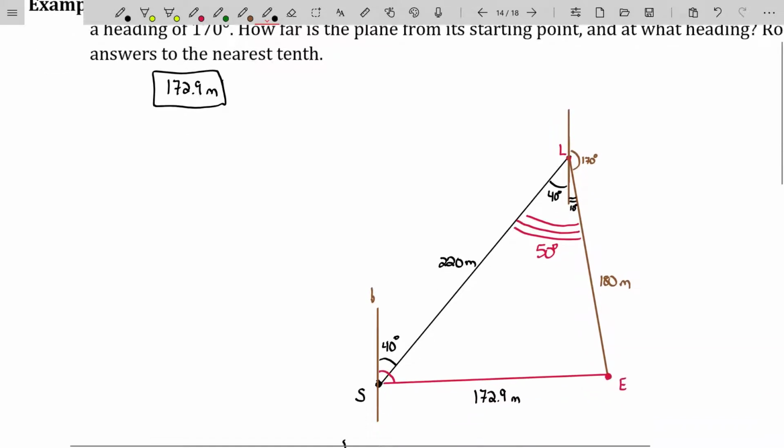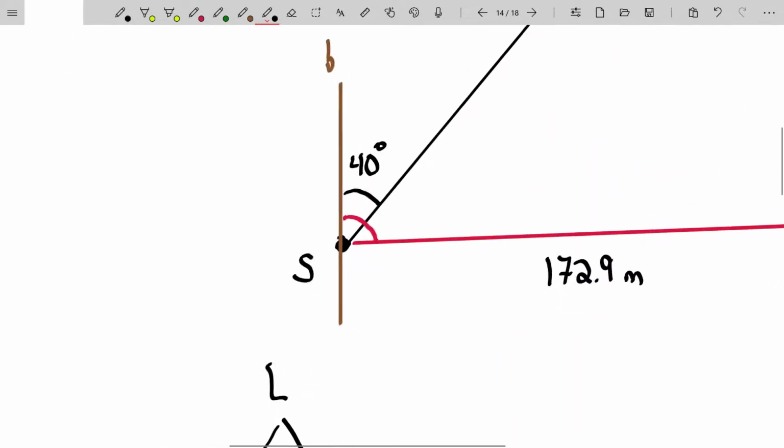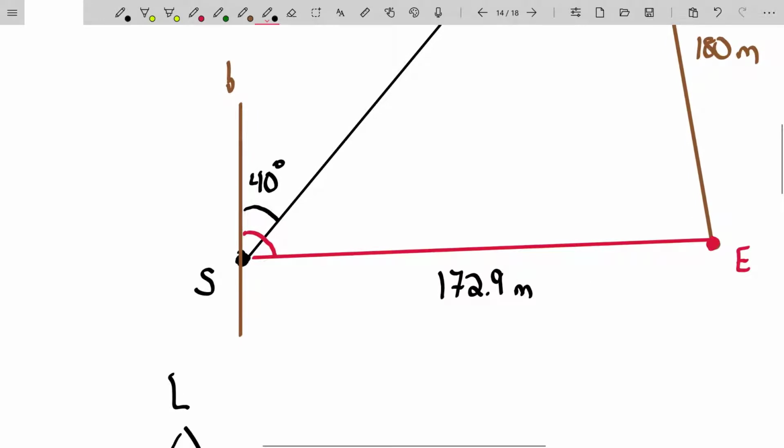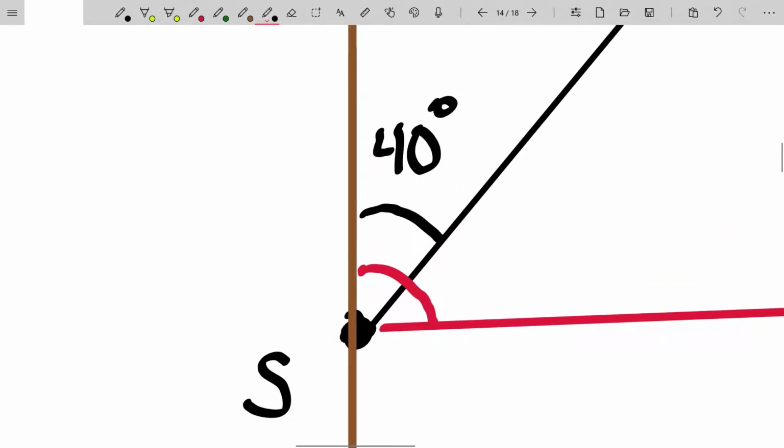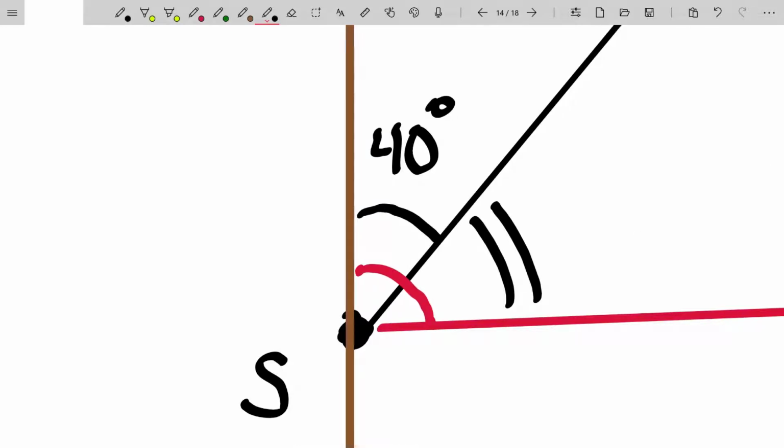But we also need the heading from the starting point to the plane. So I'd love to know what this red angle is. Well, I happen to know that part of that red angle is the 40-degree angle right there. So as long as I can find this part right here, then I will add 40 to it, and that will give me the heading of the plane from the starting point.